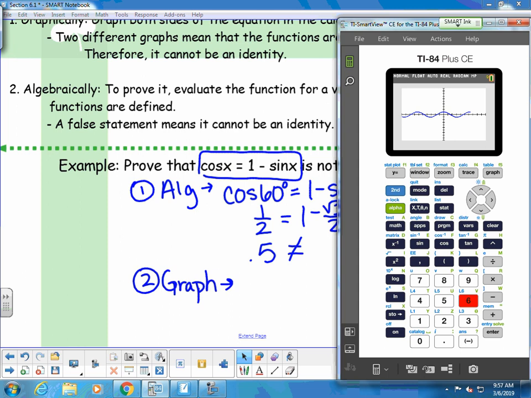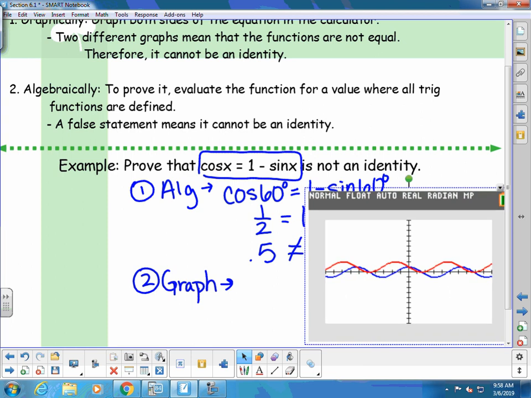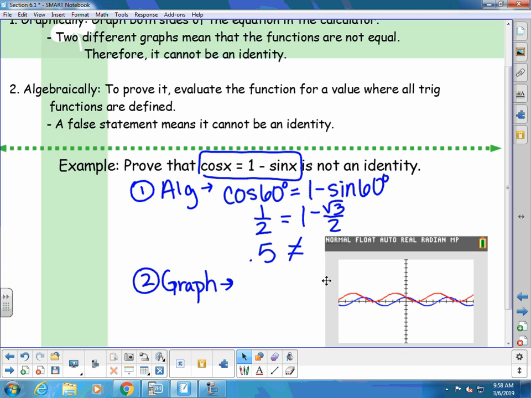Remember, I'm trying to show that this is not an identity, so what am I looking for? 2 different lines. Do I have 2 different lines? Yeah. That's a graphic proof that these are not equal. This is not an identity. To pull our window from my calculator, you would sketch it off of your screen onto the little axis that I have drawn for you. You're in radian mode, and then I hit zoom 6. I'll review it.